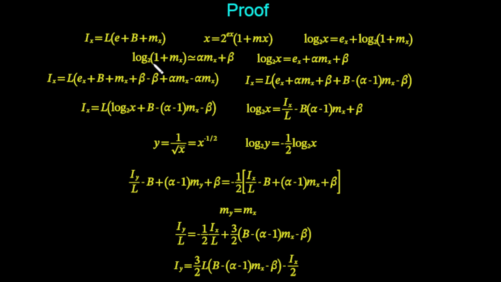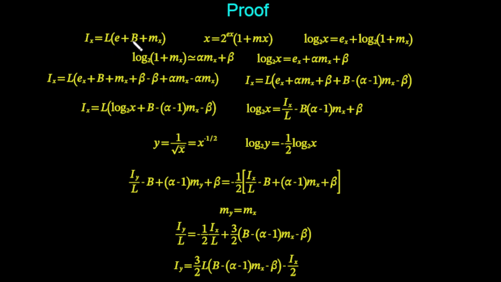We're going to take an approximation for the log to the base 2 of 1 plus mx. This approximation is going to have two numbers. It's going to have a y-intercept, which in this case we'll call beta, and it's going to have the gradient, which we can call alpha. So it means that if we were to replace the log to the base 2 of 1 plus mx here with this value here, we're going to get the log to the base 2 of x is e plus alpha mx plus beta.